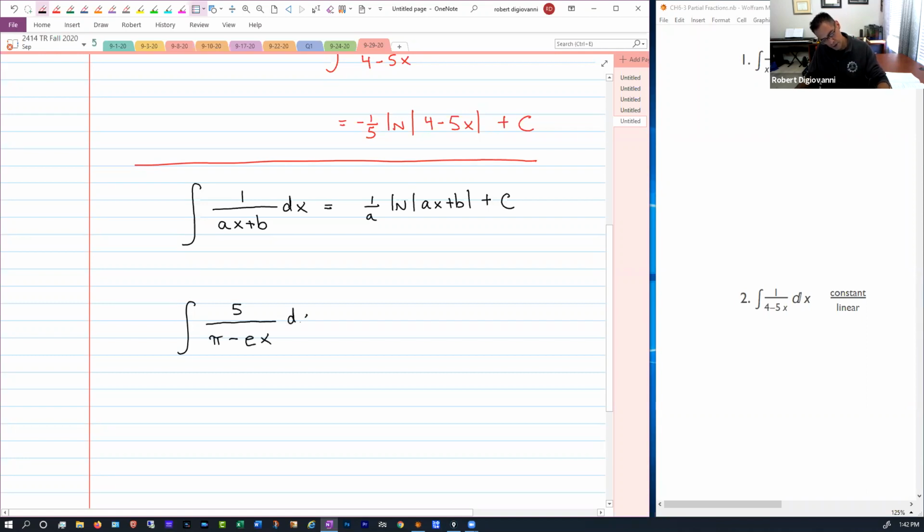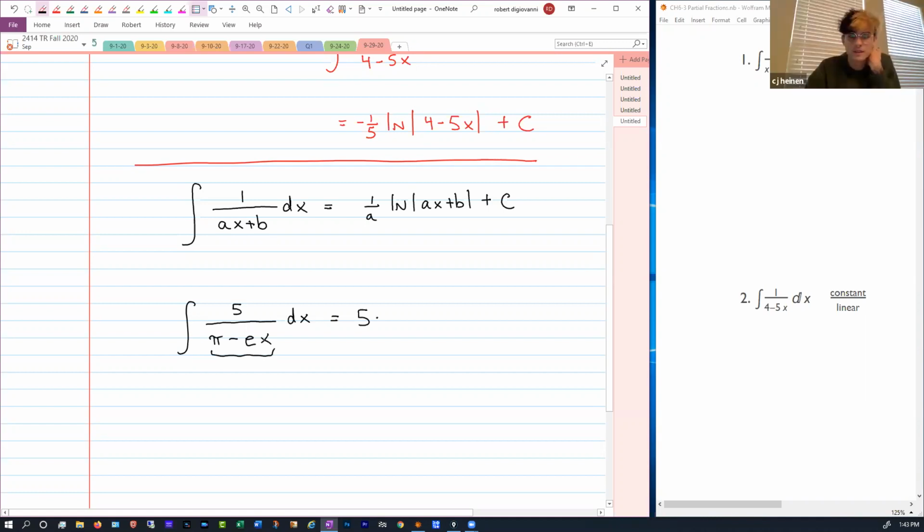Trying to confuse you now. Okay, the 5 on top is going to come for the ride. So it's like I pulled the 5 out of the integral. Everything else you have there on the bottom is a linear expression. Remember, e and pi are both numbers.